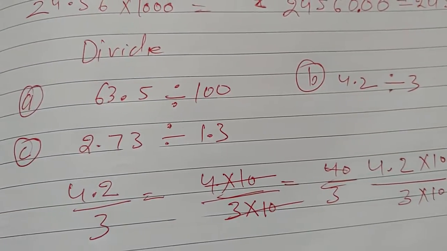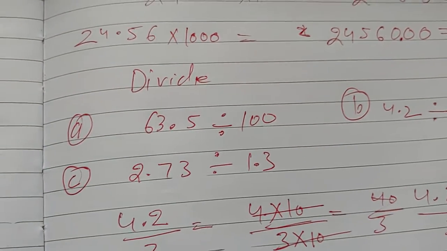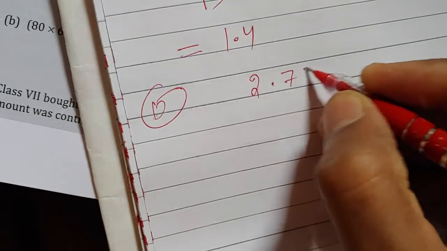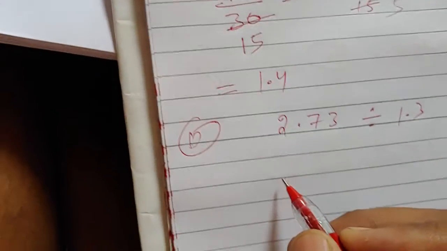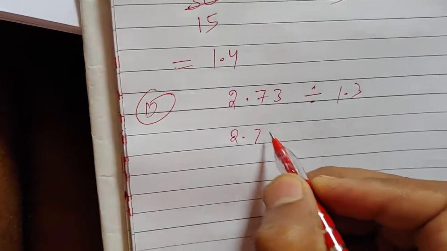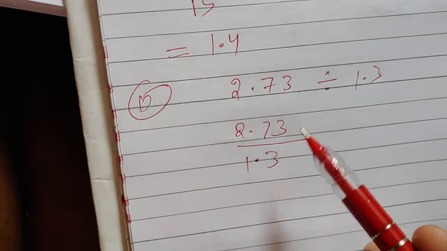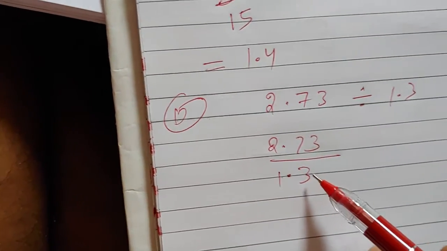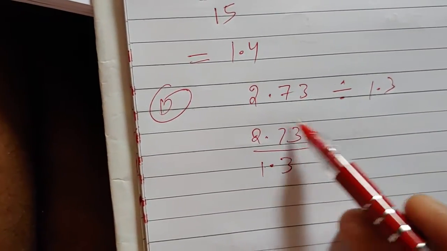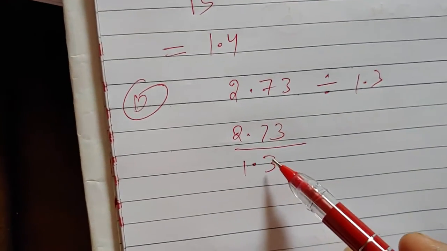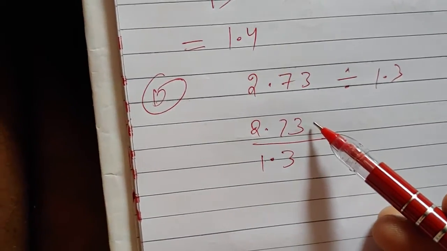Taking another example, where a decimal number is divided by a decimal number: 2.73 divided by 1.3. It is also not very difficult. You can write it in fraction form, 2.73 upon 1.3. Here you have to take only one precaution: just count the biggest decimal place number. 2.73 has 2 decimal places and 1.3 has 1 decimal place. So you will go according to the bigger one.